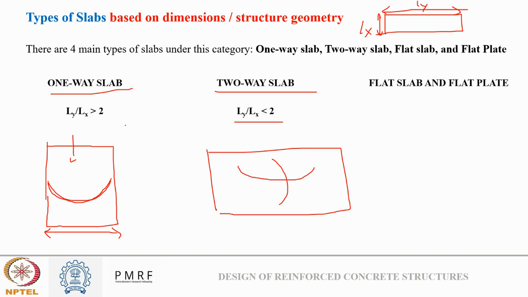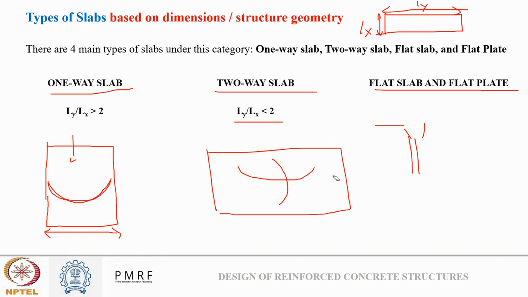Apart from one-way slab and two-way slab, which are the two major categories, we also have flat slab and flat plate. What is the difference between the two? Flat slab is nothing but a slab which directly lies over the column, but with an extended base near the support of the column.